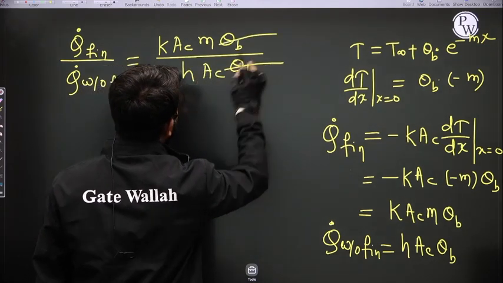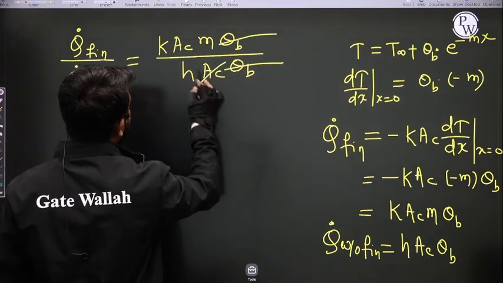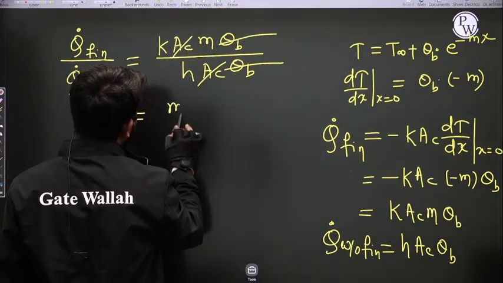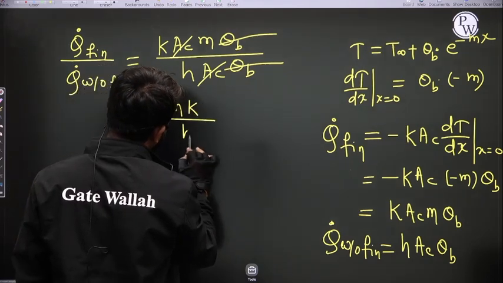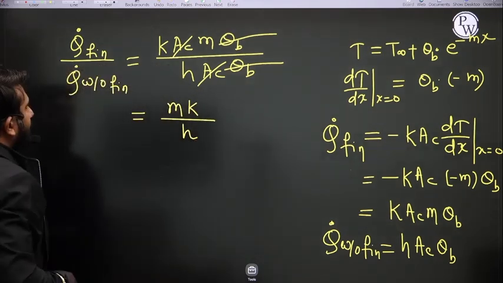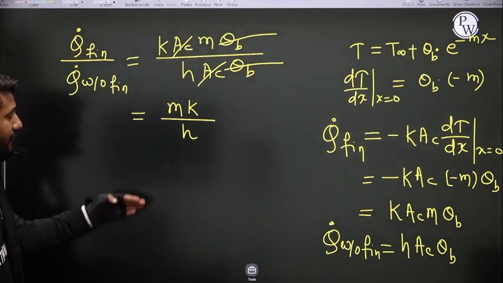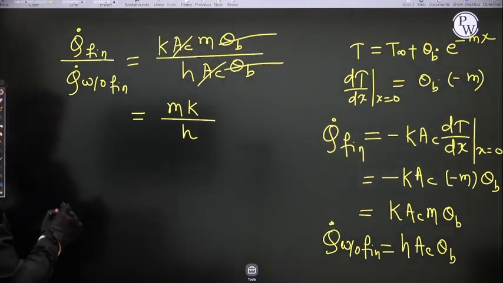Theta b cancel out, right? Now AC cancel out. So ultimately this is mk by H. This is equal to Q dot fin upon Q dot without fin. Now from here we can form three cases. What are these three cases?